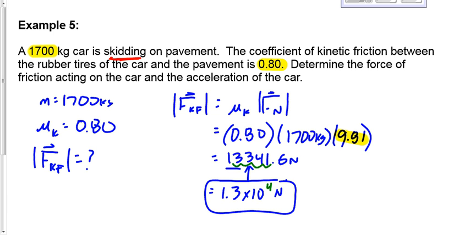Now, which way is it? Well, I don't know if it's right or left or up or down or what, right? I just know that it's opposite to the way that it's moving. It's moving to the right, friction's to the left. If it's moving to the left, friction's to the right.